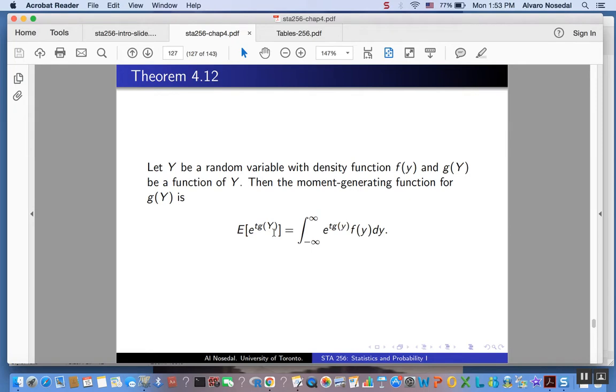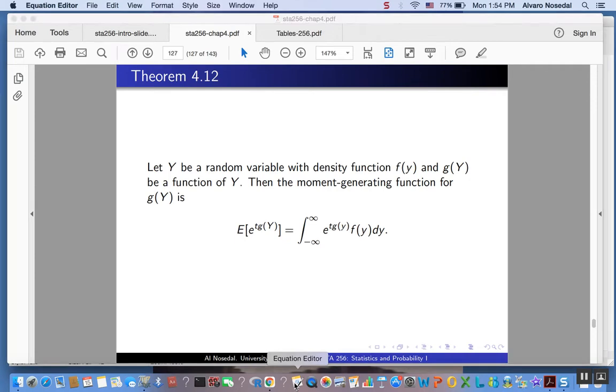Okay? So we are slightly modifying, if you will, the definition of moment generating function. It's the moment generating function of a transformation. Okay. So now let's go back to our problem.